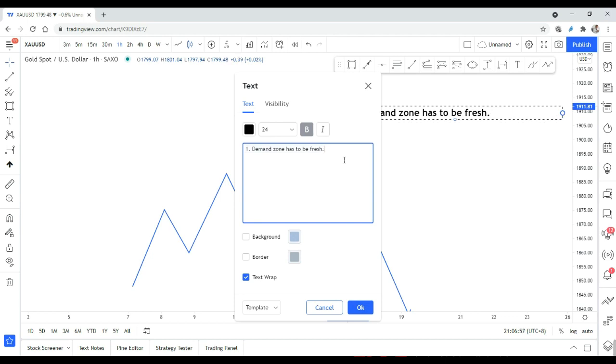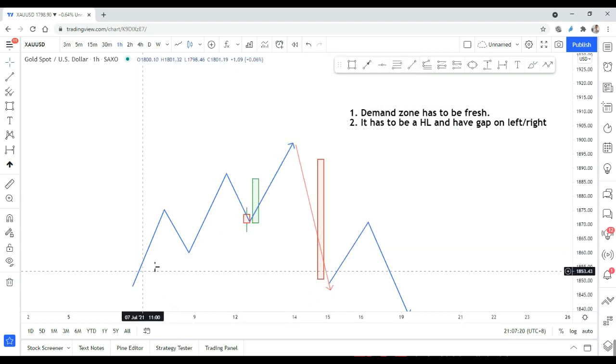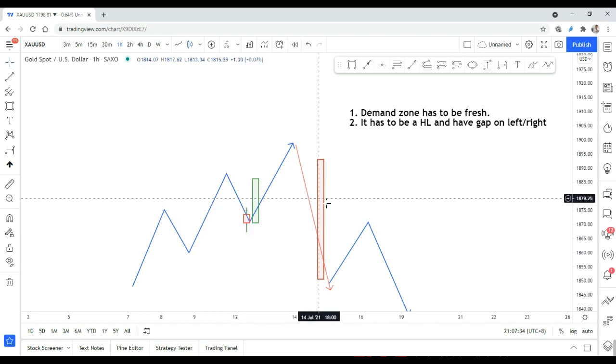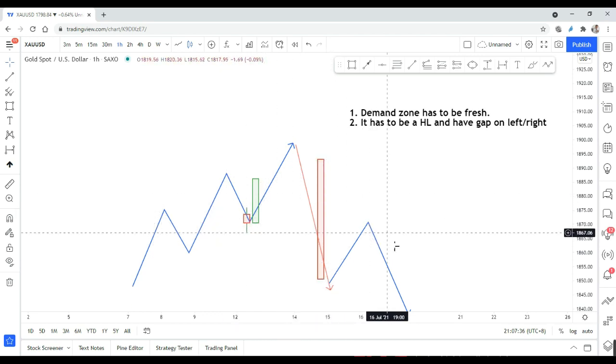So the second rule: in this case, it has to be a higher low and have a gap on the left and right. It has to be a higher low, meaning the price is moving higher low, higher low. In this case it has to be a higher low. If you reverse it, it has to be a lower high. Later I'm going to share with you the buy setup. Now this is a sell setup.